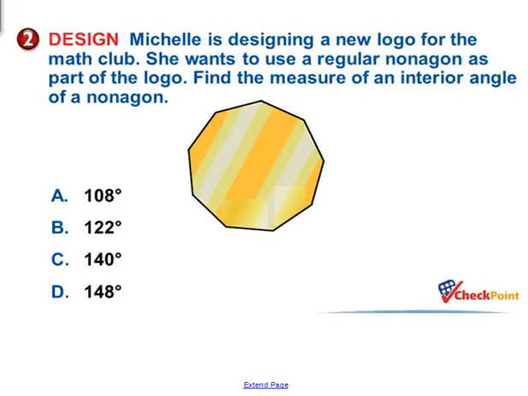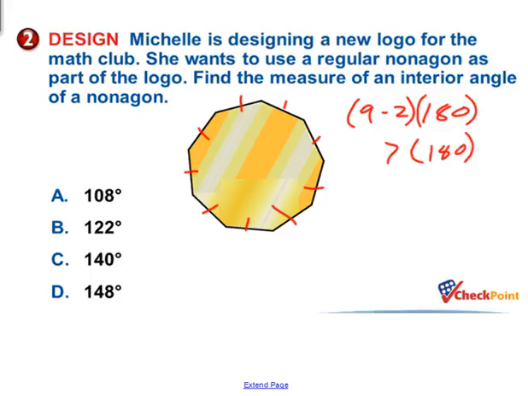Michelle is designing a new logo for the math club. She wants to use a regular nonagon as part of the logo. Find the measure of the interior angles of the nonagon. A nonagon has 9 sides, 1, 2, 3, 4, 5, 6, 7, 8, 9 sides. So I'm going to take 9 minus 2 times 180. 9 minus 2 is 7, times 180.